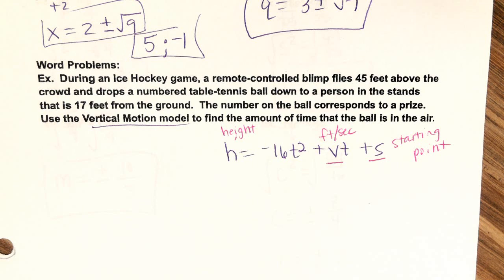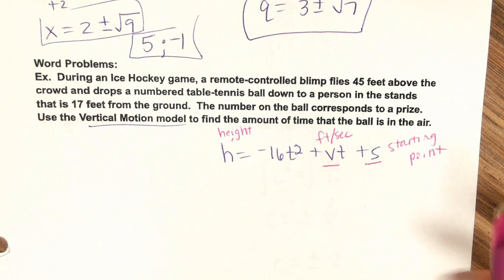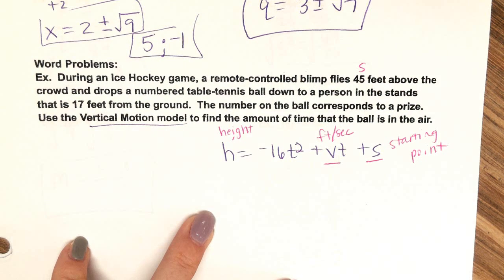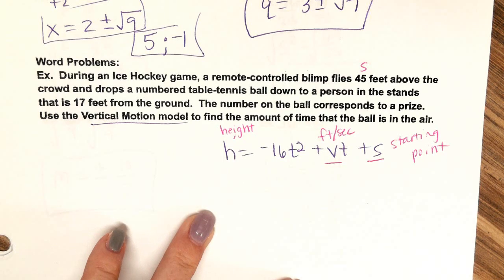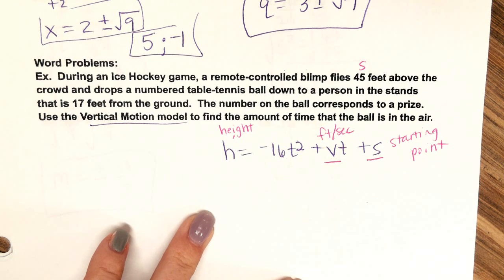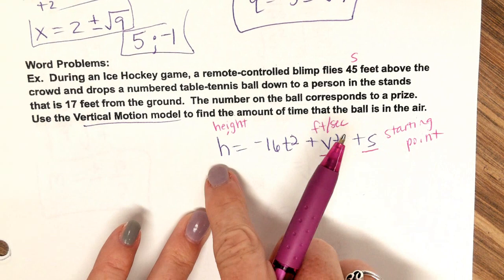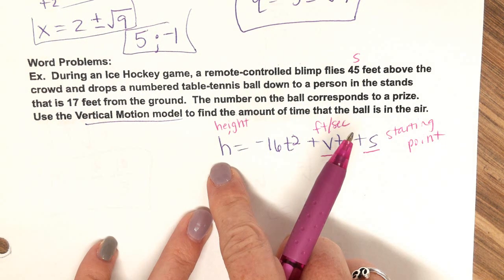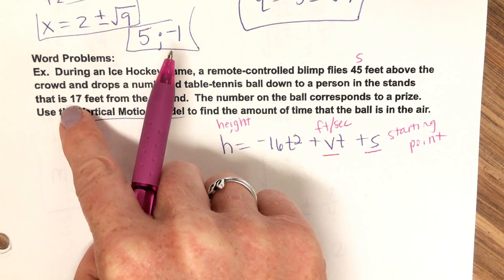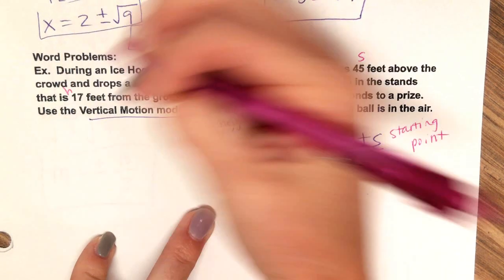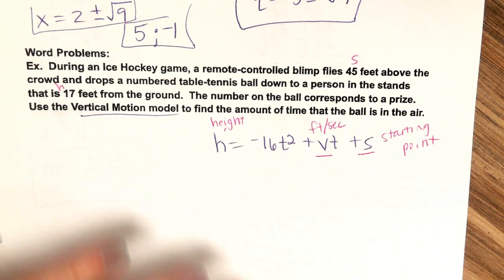It says, okay, a remote control blimp flies 45 feet above the ground, above the crowd. Is that the starting point? Yes, so this is going to be 45. So this is going to be our s. It drops a numbered table tennis ball to a person in the stands that is 17 feet from the ground. So it's not going to the ground. So we're not trying to set it equal to 0. We're setting it equal to the height where it's going, which is at what? So that's the h.